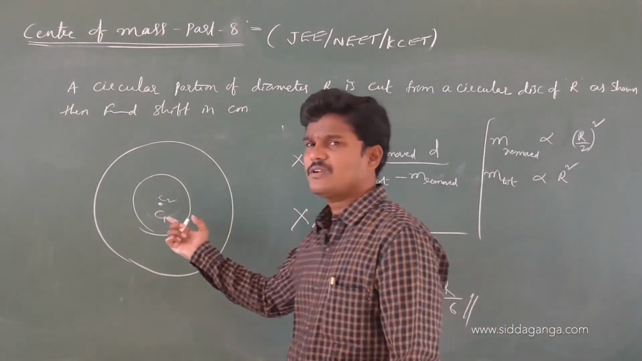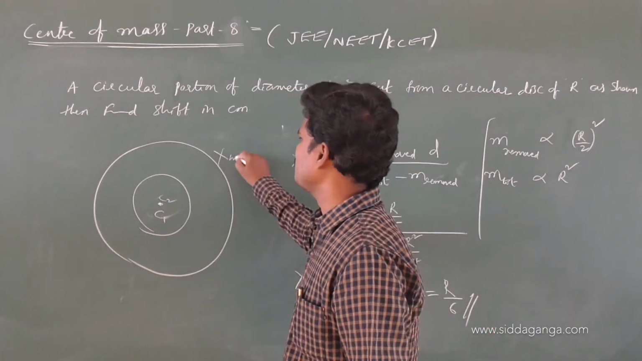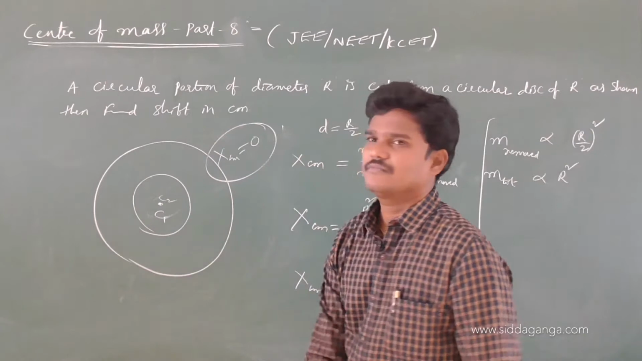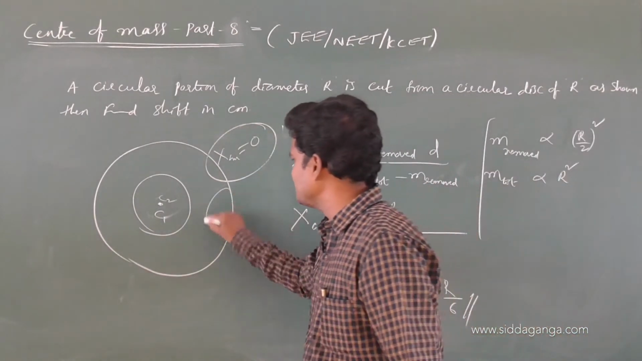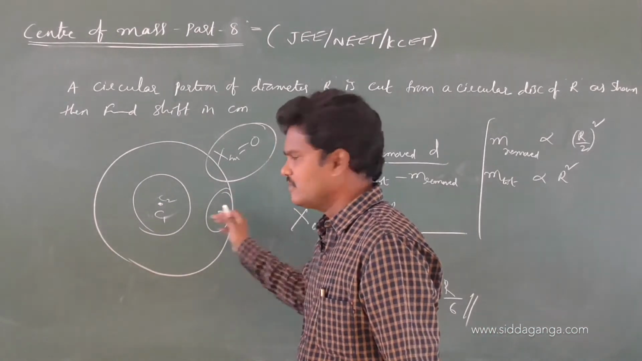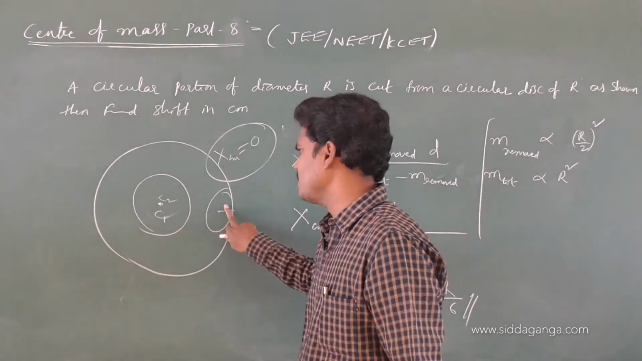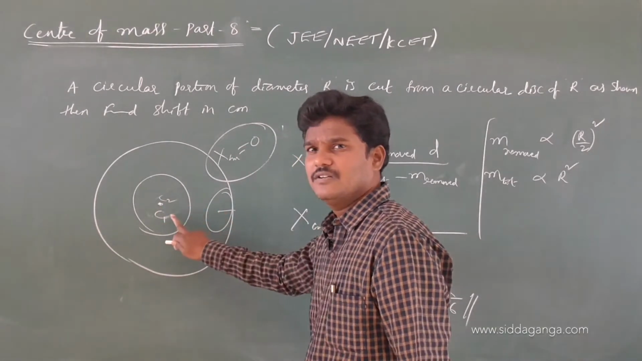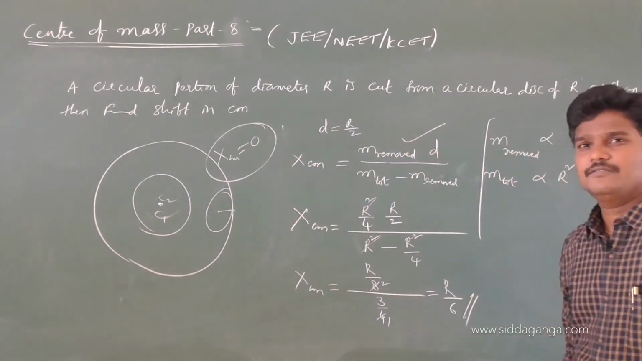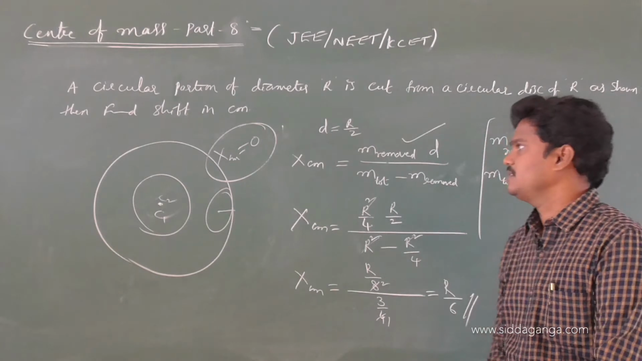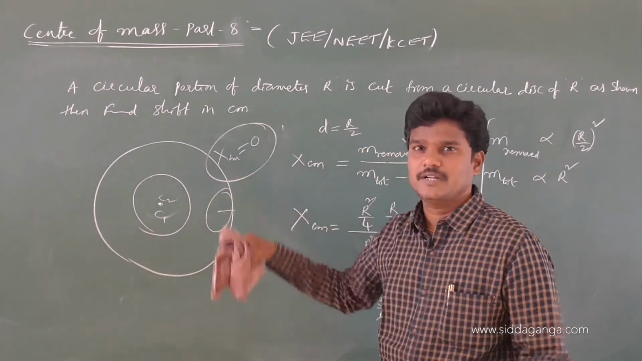There is no shift in center of mass. If any portion is cut from the center, then the shift in center of mass is what? There is no change, 0. If it is cut from this end, if they give this value, then we can use the same formula: mass removed into this distance. If it is small r, if it is capital R, R minus r. So by using this formula, we will get the shift in center of mass. And if any portion is cut from the center, then there is no shift in center of mass.